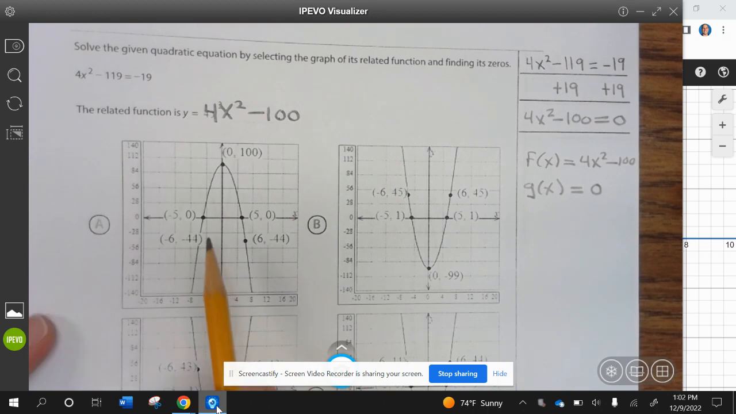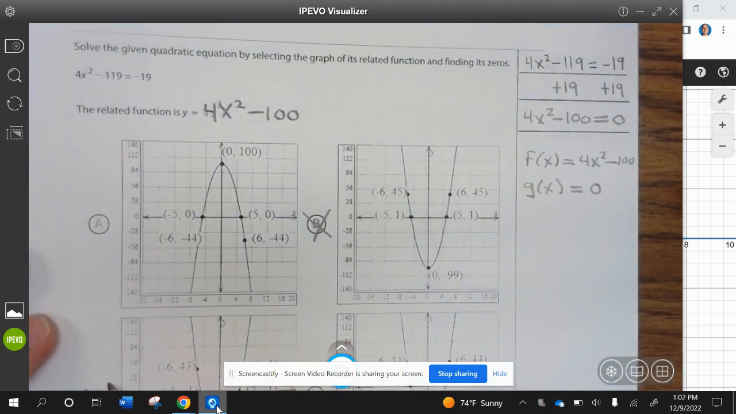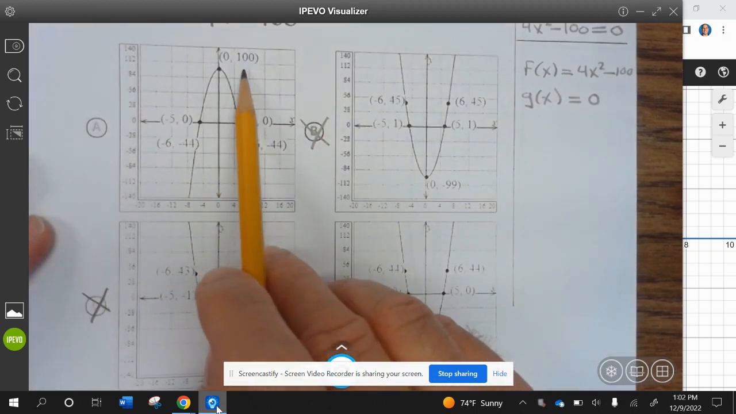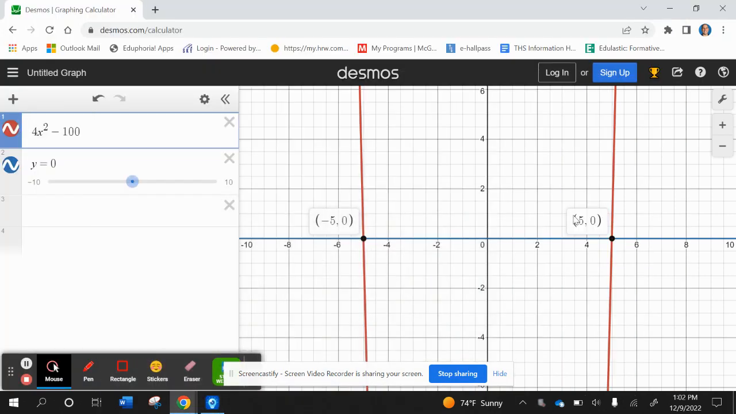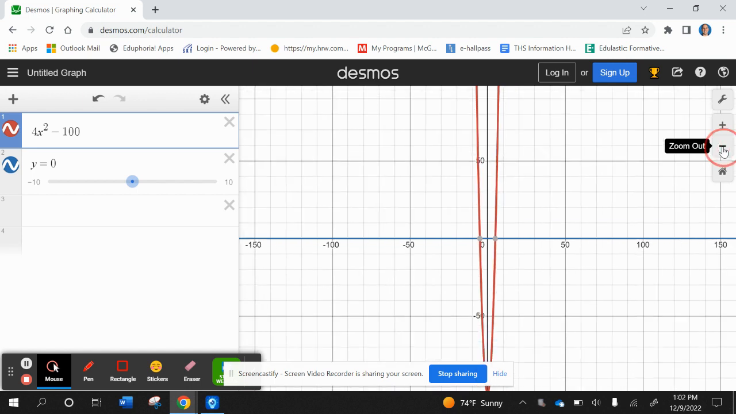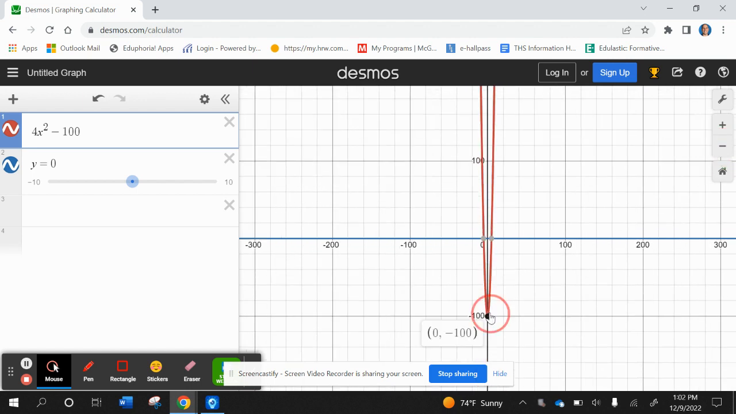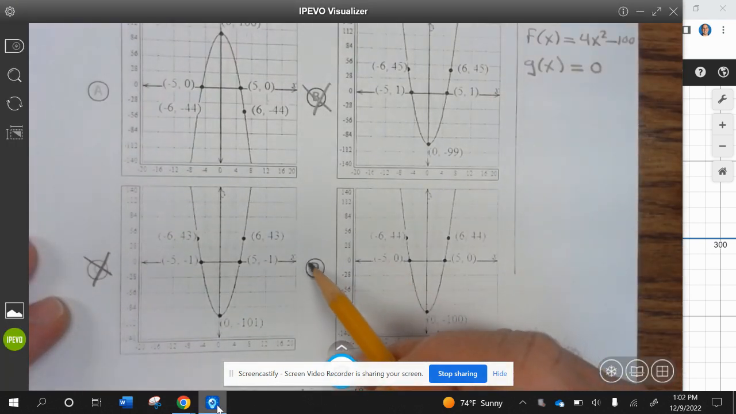Okay. So this one's okay so far. This is not. This is not. This is okay. So now we need to figure out if the graph has a y-intercept at 0, 100 or 0, negative 100. So to do that, we're going to go back to Desmos. We're going to zoom out. And we see it's 0, negative 100. So the answer is D.